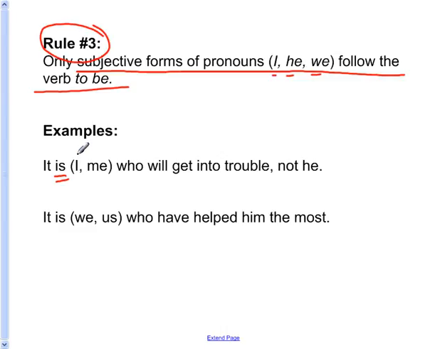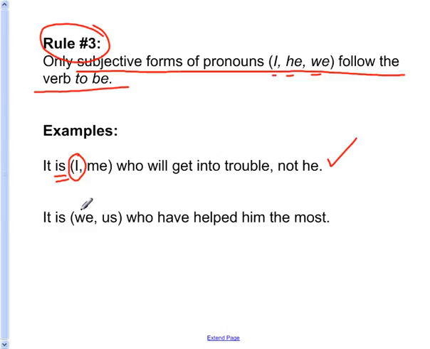So the rule is the subjective form of the pronoun must follow the form of to be. So the answer here is I. It is I who will get into trouble, not he.